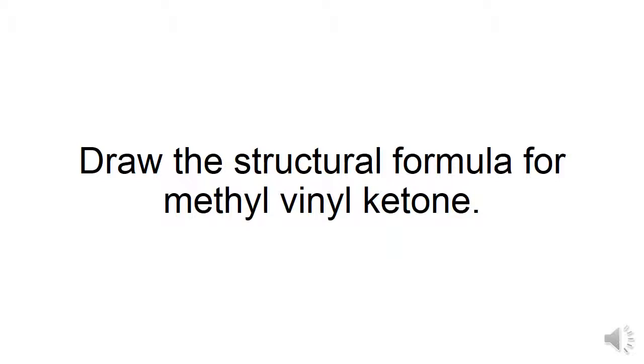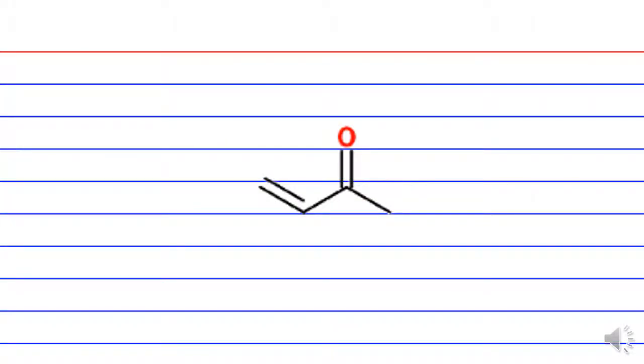Draw the structural formula for methyl vinyl ketone. So what's the structural formula for methyl vinyl ketone? All right, so here's the structural formula for methyl vinyl ketone. So here we have our vinyl group. That's a carbon double bonded to a carbon. Here goes the methyl. So that's why it's named methyl vinyl ketone. And you know, the adjoining chains are named in alphabetical order.